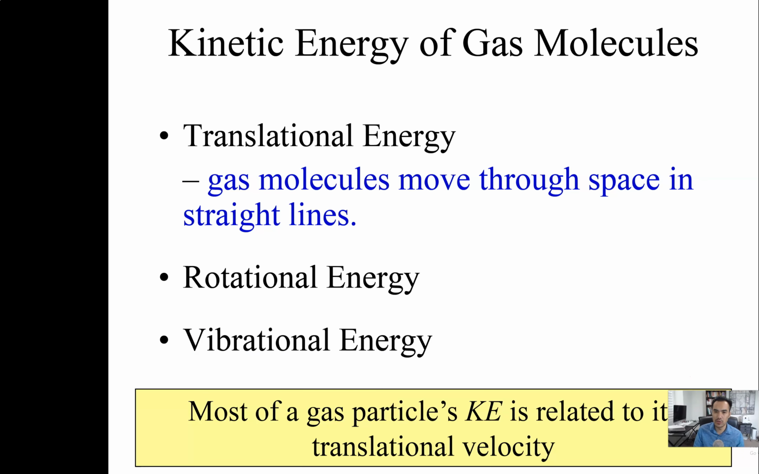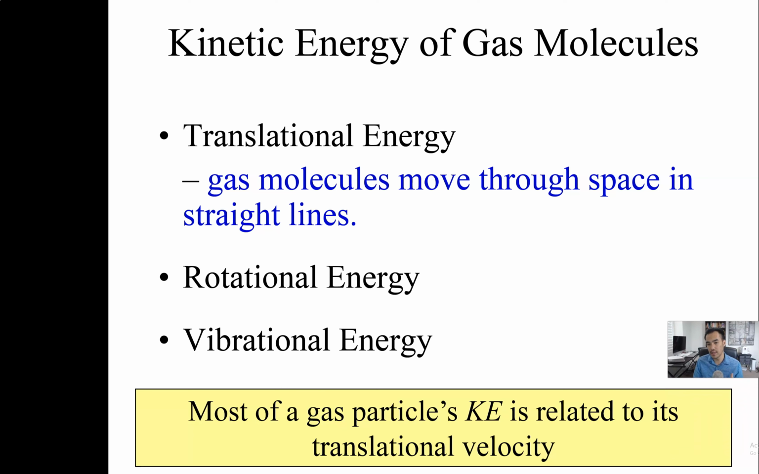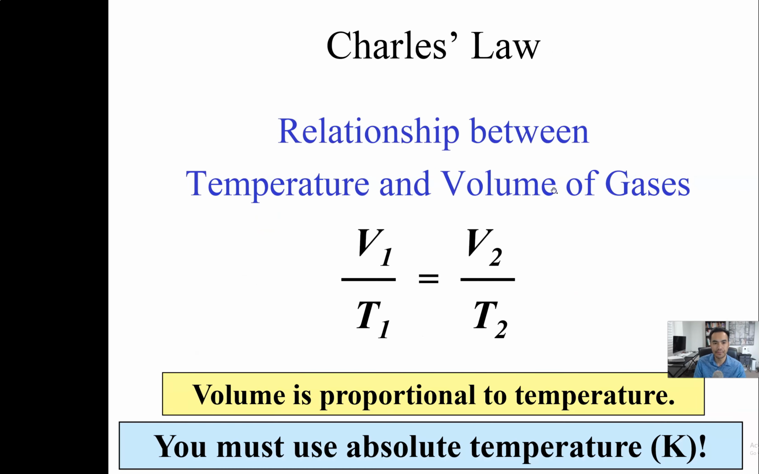All right, so that brings us to the kinetic energy of gas molecules. We have three types of gas molecule energies, and I need you to make sure you know these. The first one is called translational energy. The second one is called rotational energy. The third one is called vibrational energy. Most of the gas particles' kinetic energy is translational, meaning that they are moving in straight lines. You'll find later on that molecules move at different speeds, depending on whether they're in a gas or they're getting heated up.